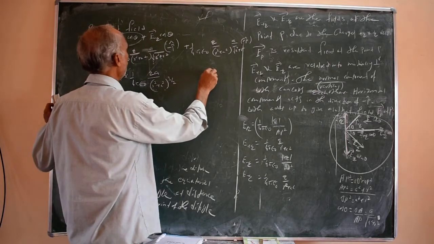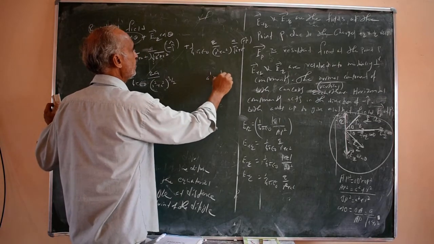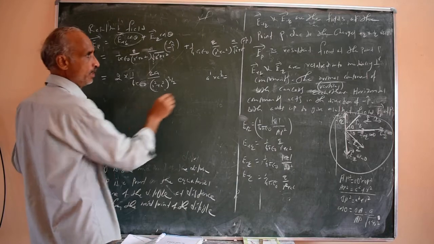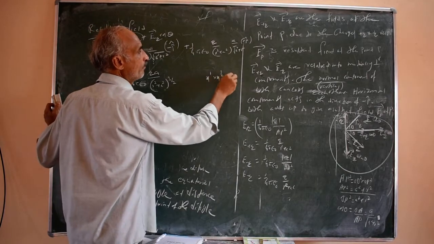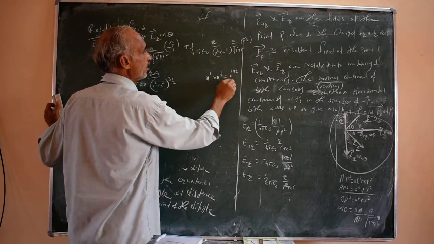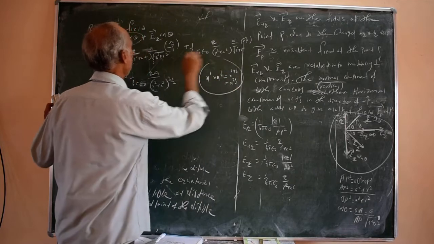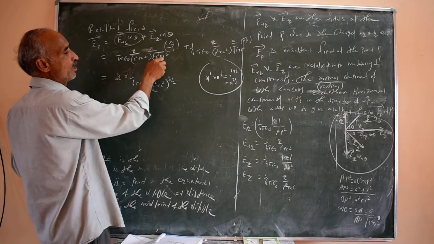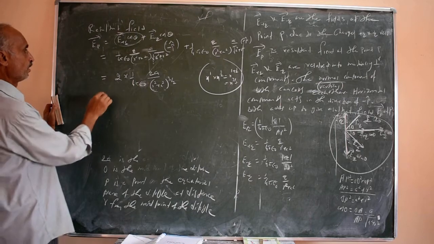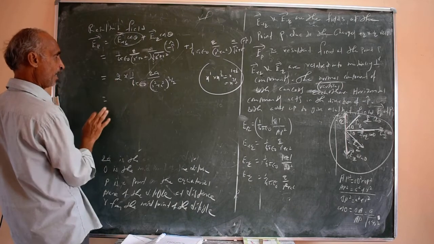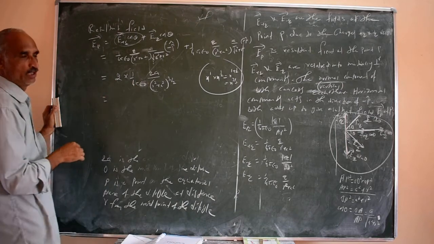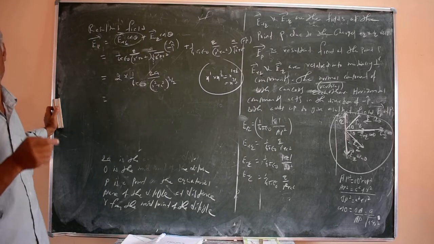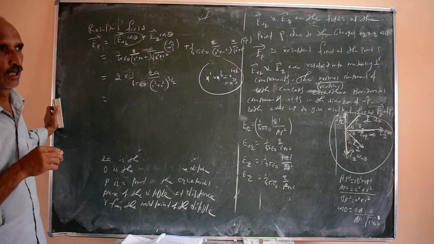A raised to 1 into a raised to half, the square root is raised to half. X raised to 1, x raised to half is x raised to 1 plus half, that's x raised to 3 by 2. Same quantity, r square plus a square, and r square plus a square raised to half. Therefore, let us maintain 1 upon 4 pi epsilon naught in the formula, because 1 upon 4 pi epsilon naught value is 9 into 10 raised to 9.